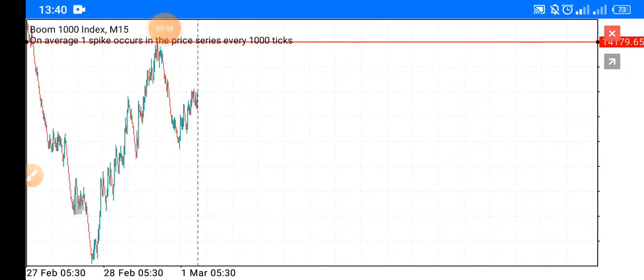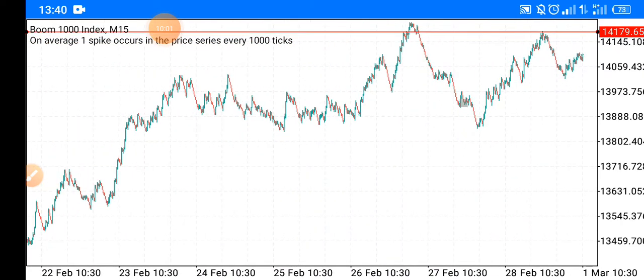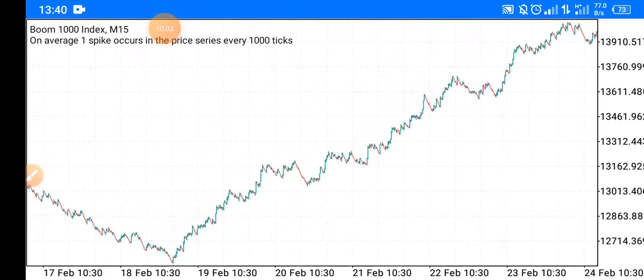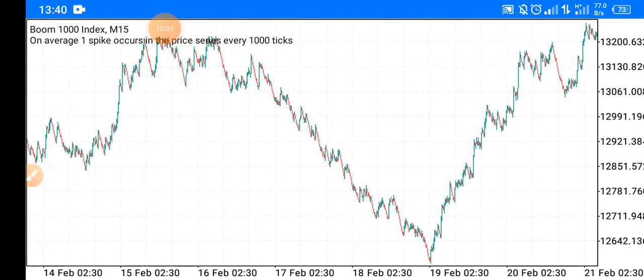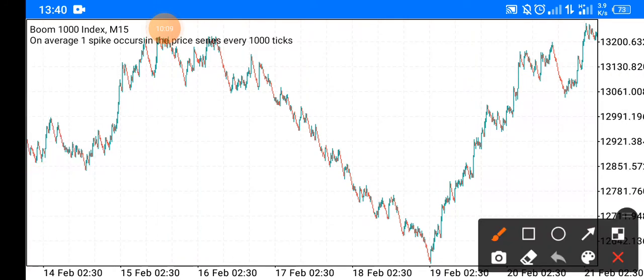Okay, let me move my chart here. So that's what we're gonna be using for entries. So let's check, for example, I'm gonna be using the pen right here. So this is this peak here, when it gets broken down here and price comes back here, that's where we take our sell trade, right? That's what we're gonna be doing.